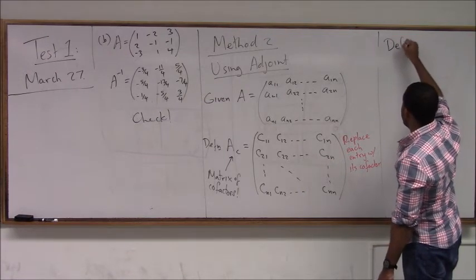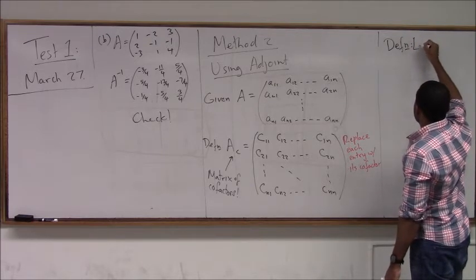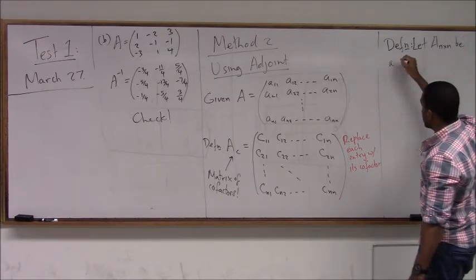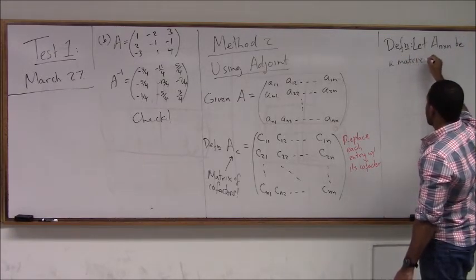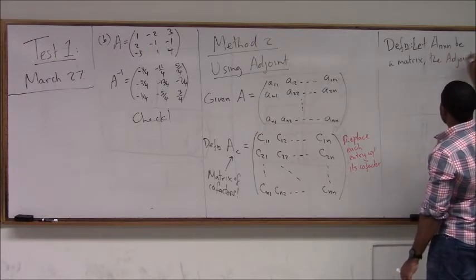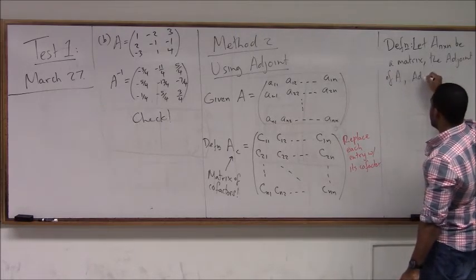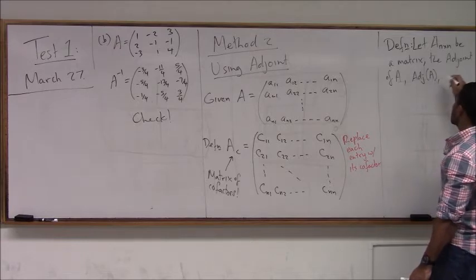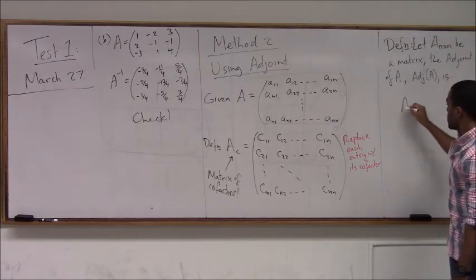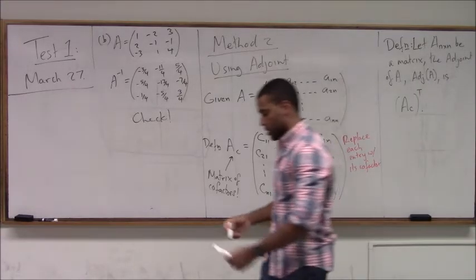Now you can define the adjoint. Let A be an n by n matrix, that's a square matrix. The adjoint of A, which we denote adj of A, is A_C transpose. You take the transpose of the matrix of cofactors.